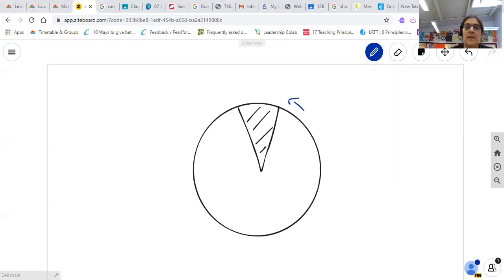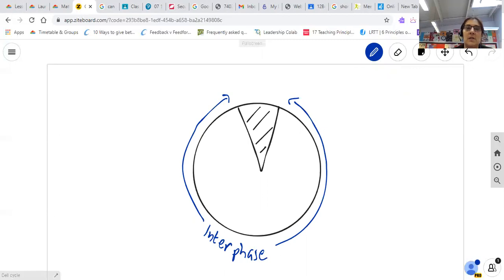The larger part of the cell cycle, taking the majority of the time, approximately 23 out of every 24 hours, is interphase. And this small part of the circle is the actual process of mitosis and cytokinesis, the actual division of the chromosomes and the splitting of the cells into two.